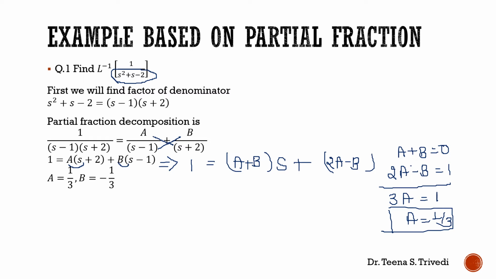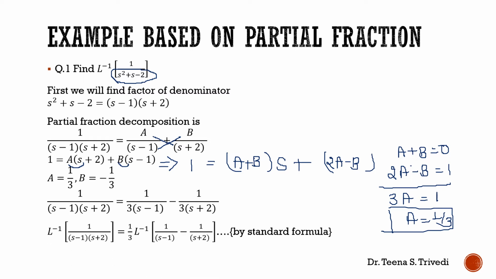So here we have the value of a as 1 by 3 and the value of b as minus 1 by 3. We just put the value of 1 by 3 in place of a and minus 1 by 3 in place of b, and then we will find the inverse Laplace transformation. You can see we can use the linear property, and this is a standard formula.